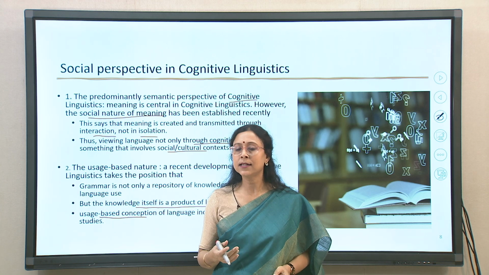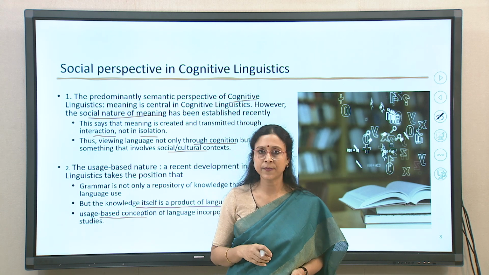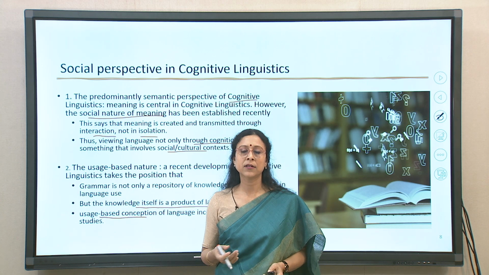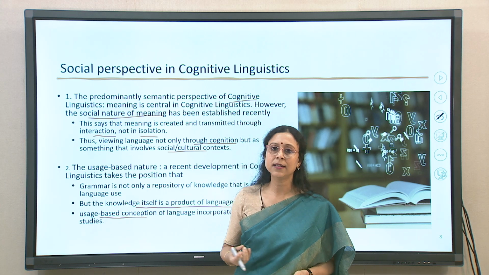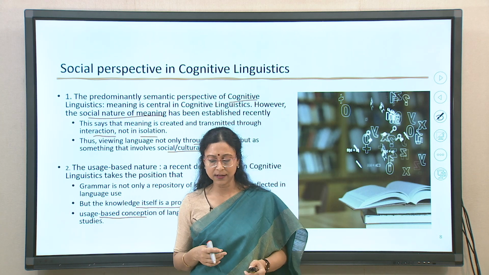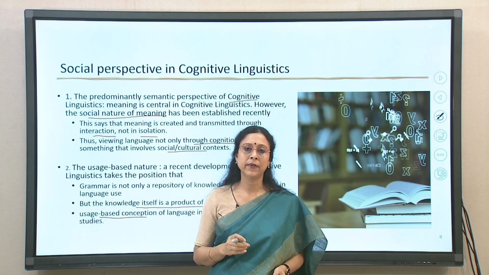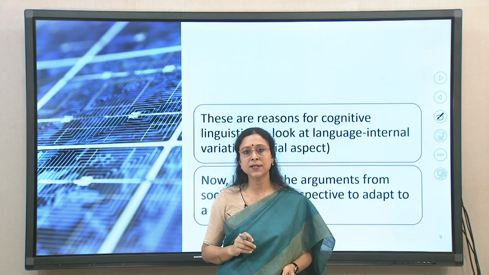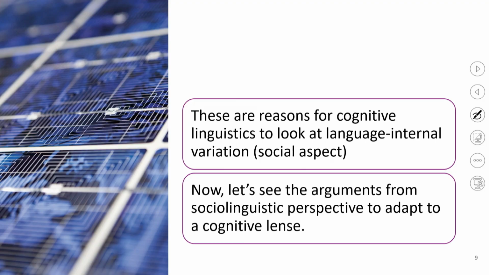That necessitated for us to look at the social aspect of language use. Usage based is one, the other is the necessity to understand meaning in socio-cultural context rather than as a static variable. These are the primary two reasons for cognitive linguistics to look at language internal variation, which is the social variation. The language might remain the same, but depending on various social parameters, language might change. This is what we have already seen, and now cognitive linguistics also is taking this question seriously.